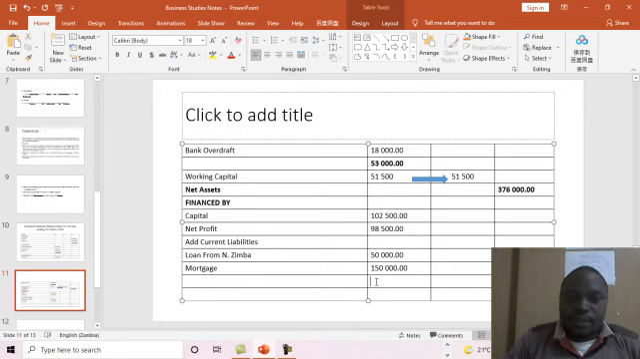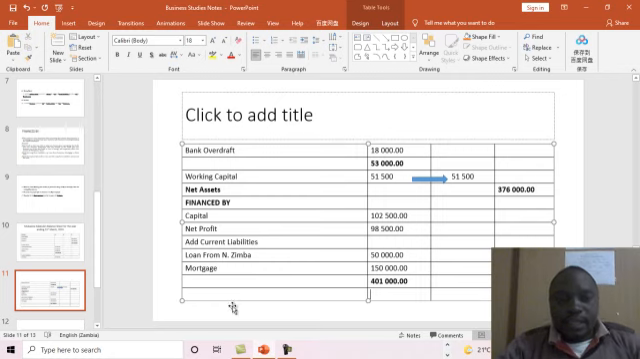So meaning you add capital, net profit, and the current liabilities. So you can say 102,500 plus 98,500 plus 50,000 plus 150,000, which gives you 401,000 kwacha. We can highlight it.